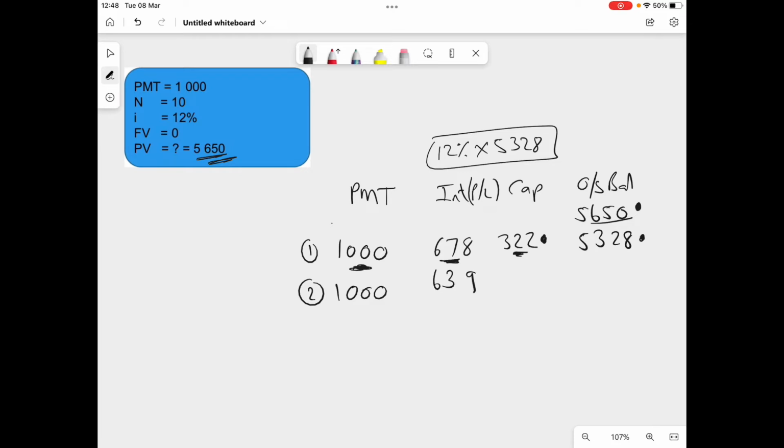The difference between the actual amount that I'm paying, the R1,000, and the 639 interest gives me the capital portion that I'm paying, which is 361. This 361 is going to decrease my outstanding capital balance, bringing it down to 4967. And we are going to continue doing this for every year, for all of the 10 years, until we get to the end.